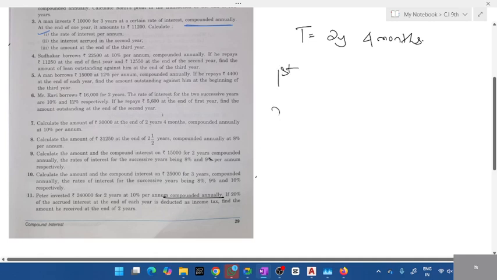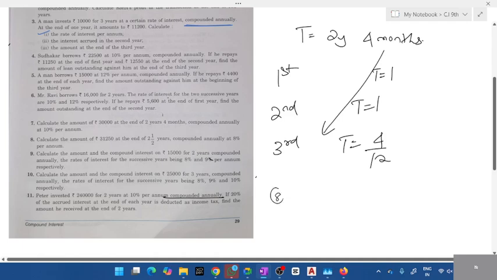First year, you will take 1, second year 1. And for third year, how will you calculate time period? 4 months, so 4 by 12. For second year, t will be 1. For first year, t will be 1. This is how you solve. Okay. So seventh one you will skip.